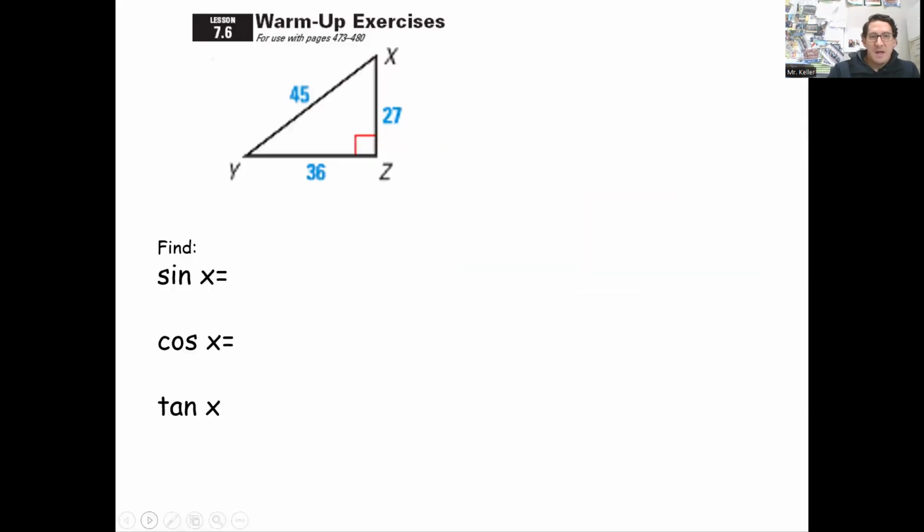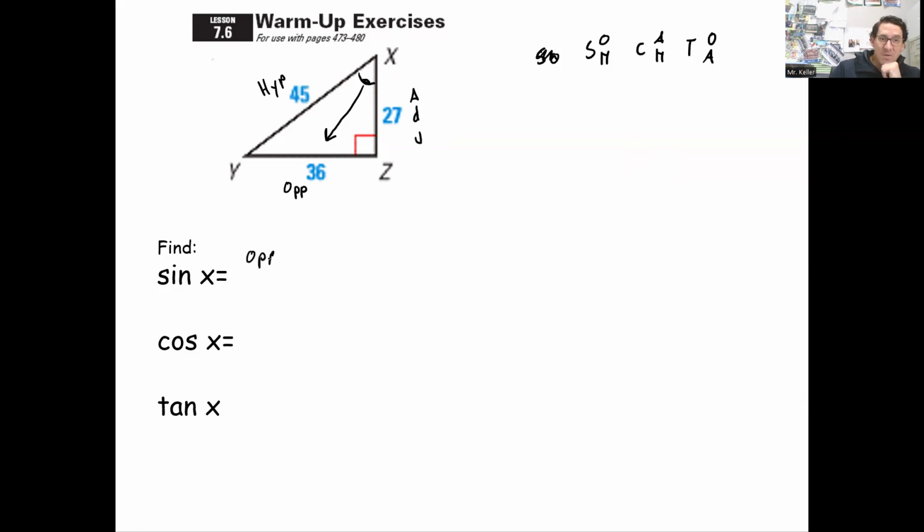All right. Let's look at an example of actually doing these ratios. So we want to remember SOHCAHTOA. We are going from angle X. So I'm going to label angle X. I'm going to put my eyeball in angle X. The eyeball is looking at the opposite side. The 36 is opposite. The 45 is the longest. That's the hypotenuse. And this side left over is the adjacent. All right. Sine is the opposite over the hypotenuse.